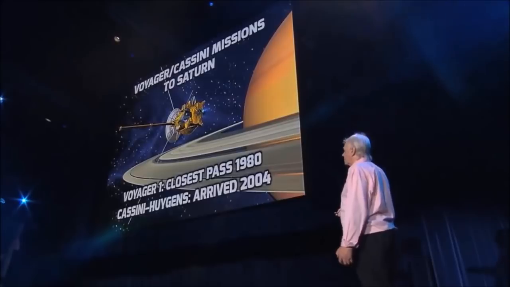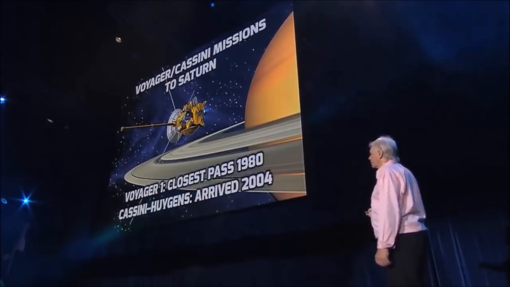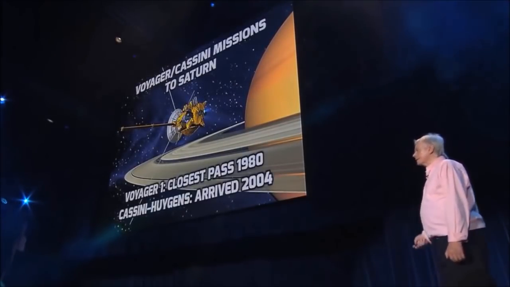The Voyager spacecraft went closest to Saturn in 1980, and then there's the Cassini craft, which arrived in 2004, and I think it's still in the area. And when he compared pictures from both of them, he realized that the story of Saturn was very different to the one he thought and he'd been told.